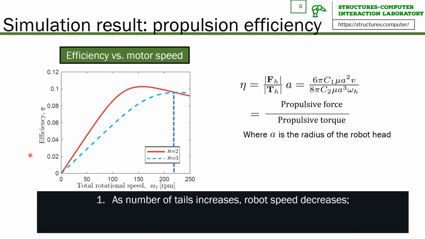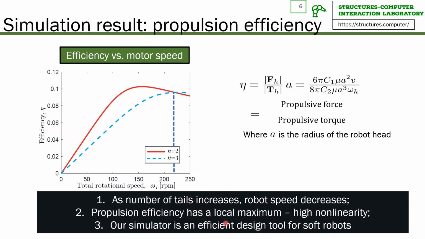Then our simulator is used to predict the efficiency of actuation versus omega_T. As you can see, the efficiency of a robot with n equal to 2 is non-monotonic and it reaches the maximum when omega_T is about 150 rpm. At this rotational speed, the robot moves the furthest per unit torque from the motor. Moreover, there is an intersection between the efficiency of a two-tailed robot and a three-tailed robot. These observations underline the high nonlinearity of the system and highlight the need for our numerical simulator that can be used as a design tool for this class of robots.